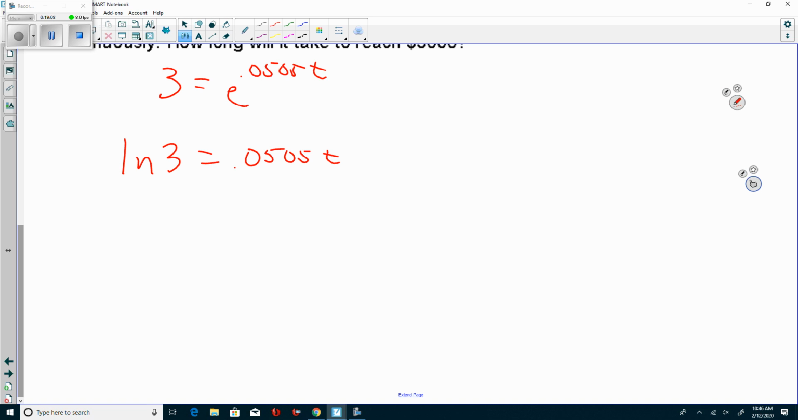How do you get ln of 3 equals 0.0505t? Yeah, very good. Take the ln of both sides, you power ruled it. ln of e is 1. Now, any additional steps that you need to show on your paper in your notes, make sure you show them. If I go too fast and you don't know where a step came from, ask me.